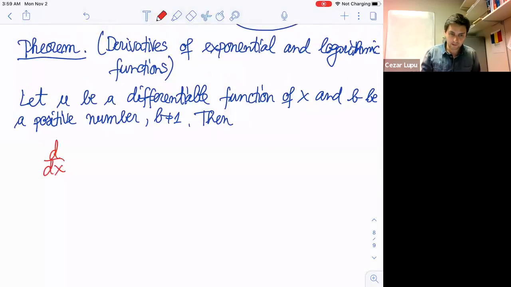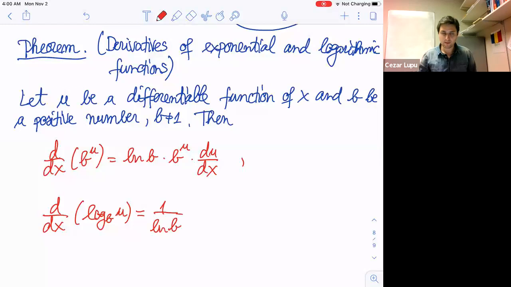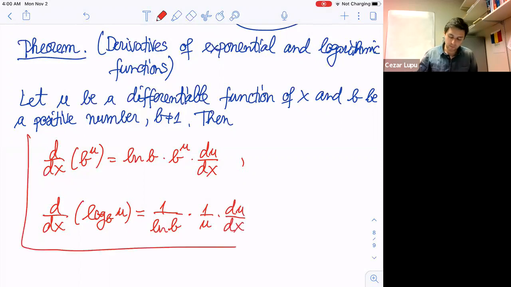So d over dx of b to the power u is the same as ln of b times b to the u times du over dx. Okay, that's the first formula. And then the second one, for the logarithm: the derivative of log in base b of u will be equal to 1 over ln of b, that in base e, times 1 over u times du over dx. So keep these two formulas in mind.